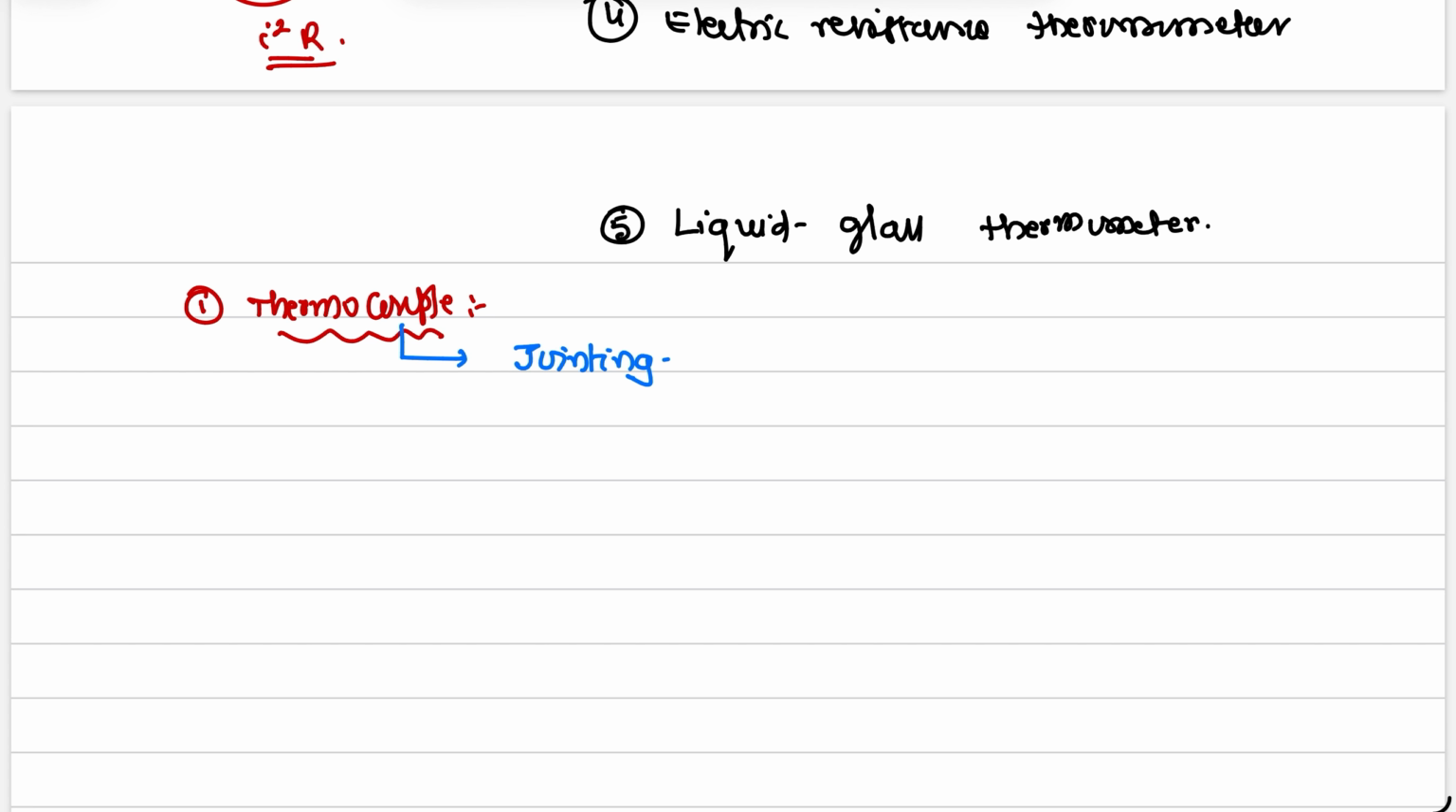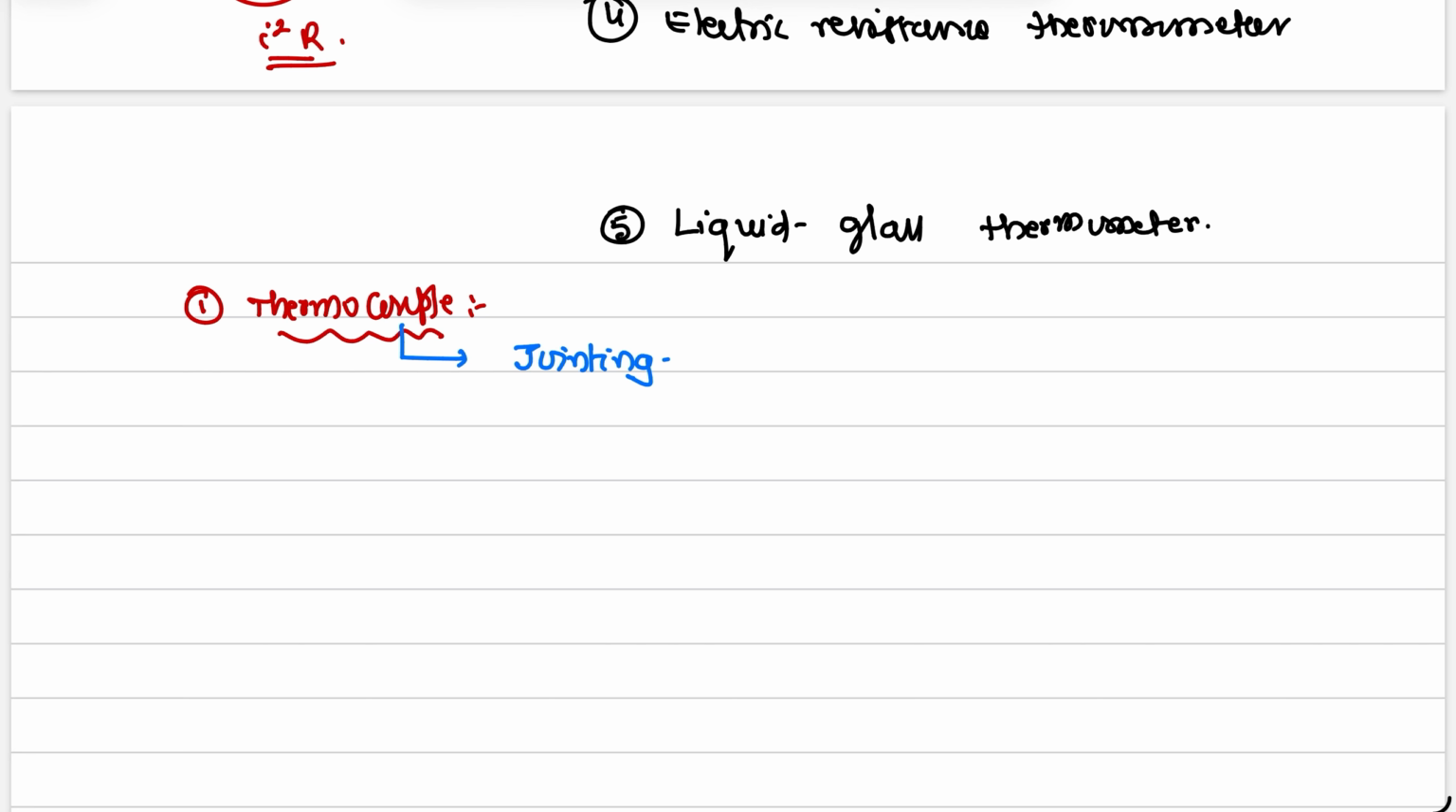Because it is used for the measurement of temperature, we can say it is coupling of two different wires, two different materials or metals. They are coupled at a junction where temperature is to be measured.